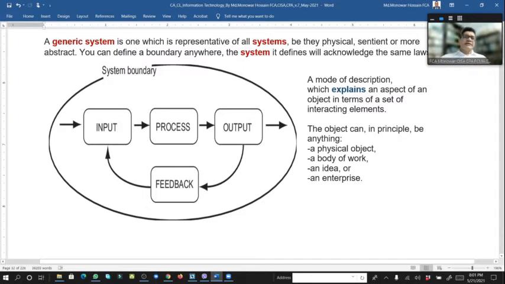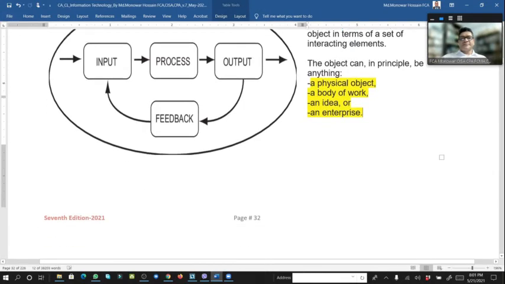And look here: input, process, output, feedback, and the system boundary. Within this boundary, different types of system may happen. In summary, if we make one or two systems within one system, the big system is the environment and the small system is the subsystem. The principle is that it should be a physical object, body of work, an idea or enterprise.